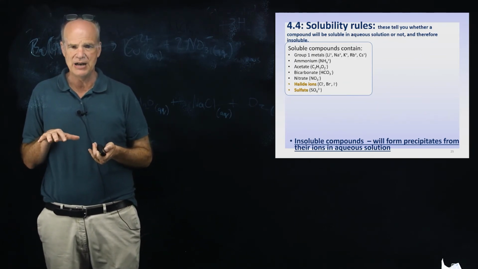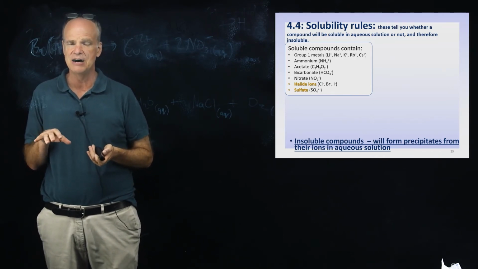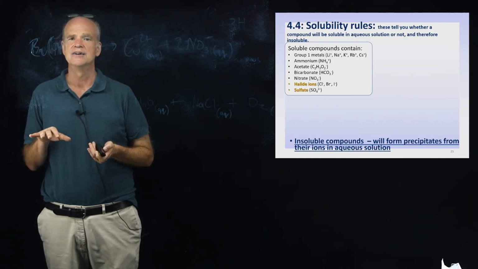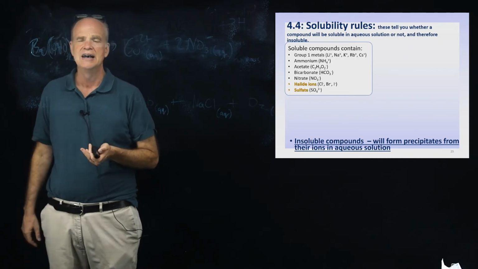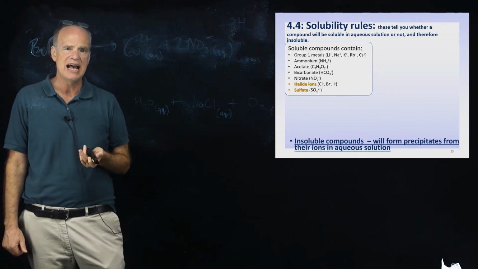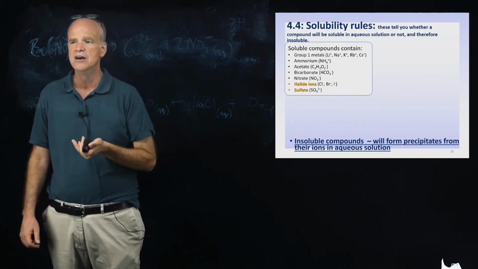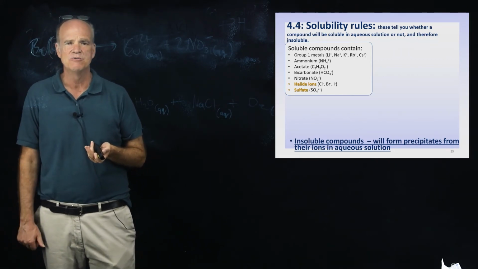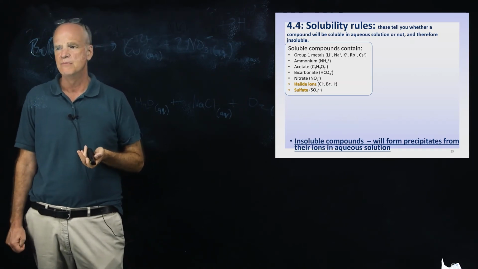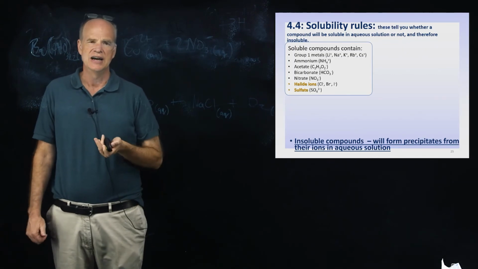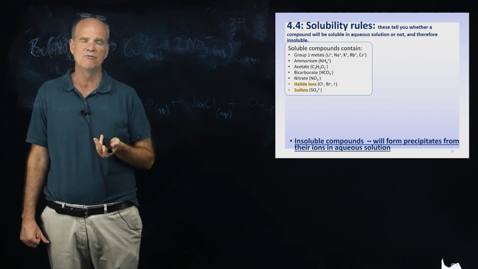Also, if you have compounds with the ammonium ion, ammonium is NH4+. If you have a compound with the ammonium cation, whatever anion is bound to it, it doesn't matter, it will be soluble in water. Acetate: any compound with the acetate anion will be soluble in water, no matter what it's bound to. Bicarbonate: any compound with the bicarbonate anion will dissolve in water. It will be soluble in water, no matter what metal it's bound to. Nitrates: all nitrates, no matter what metals they are bound to, will dissolve well in water.